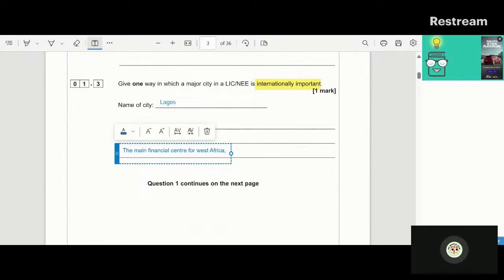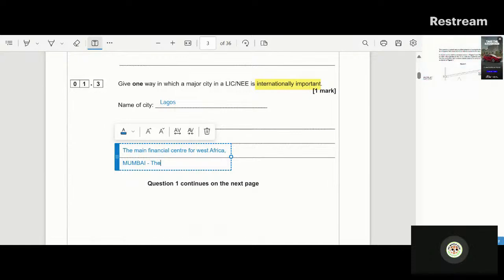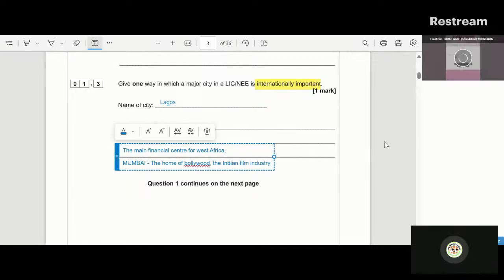Another point you could say is if you do Mumbai, you can talk about how this is the home of Bollywood. You can talk about the Indian film industry. So that is the mark scheme. They only have those two points there, which is quite interesting because I feel like there's a lot of ways that these two places are internationally important.